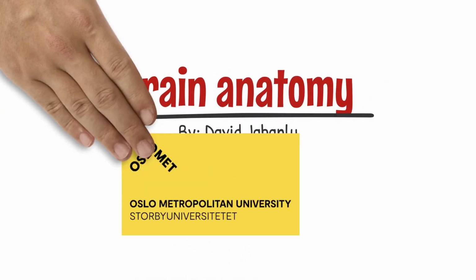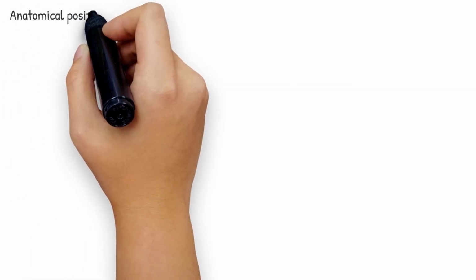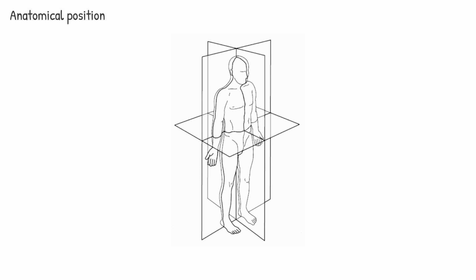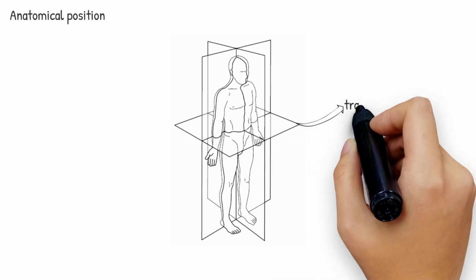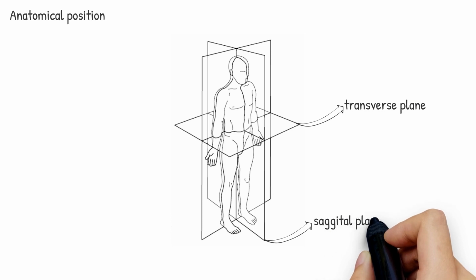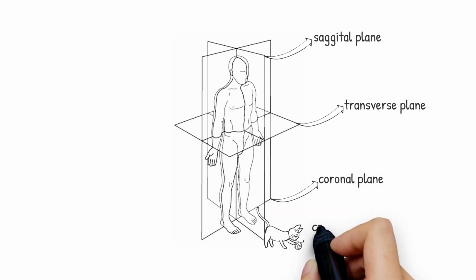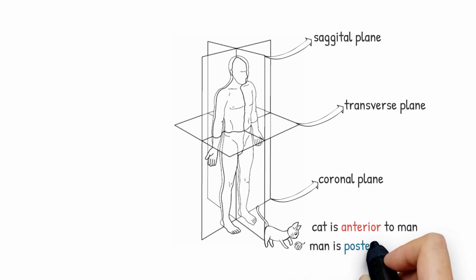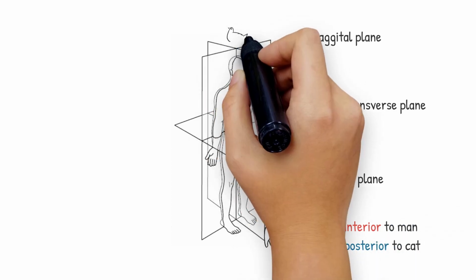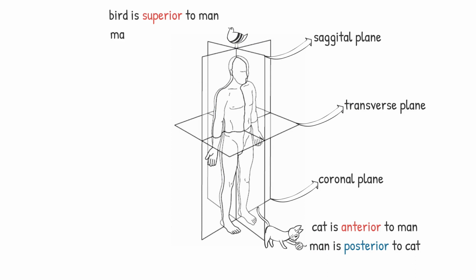Brain Anatomy, Part 1. In anatomical position, the orientation is based on three planes: transverse plane, sagittal plane, and coronal plane. Here the cat is anterior to the man, and the man is posterior to the cat. And now, the bird is superior to the man, and the man is inferior to the bird.